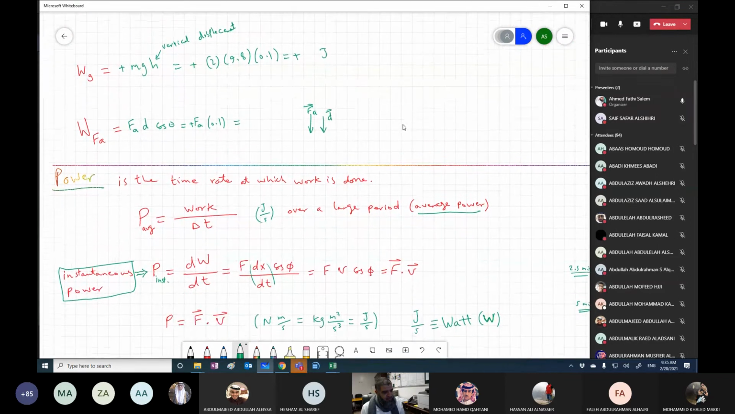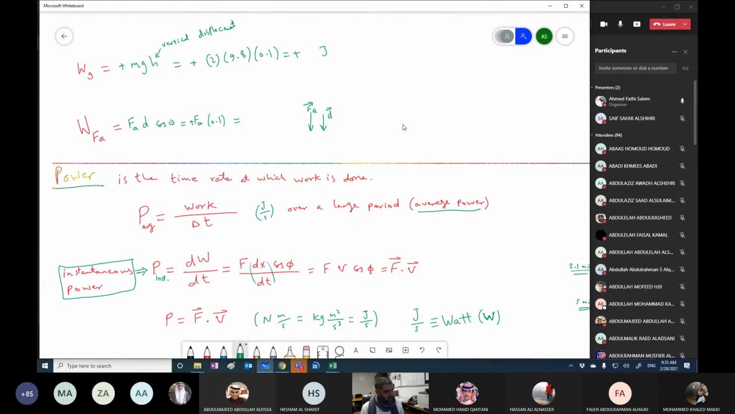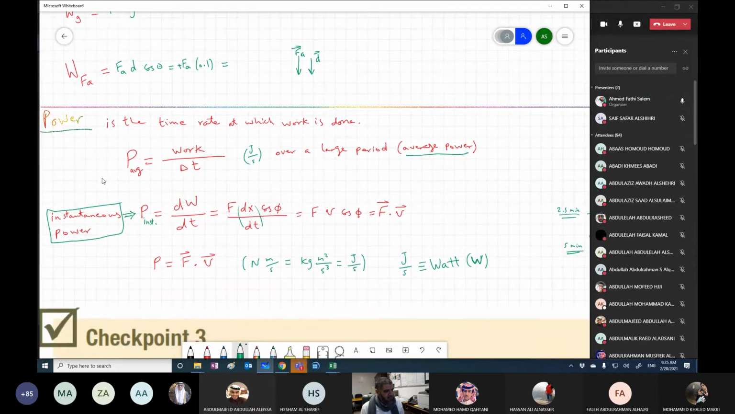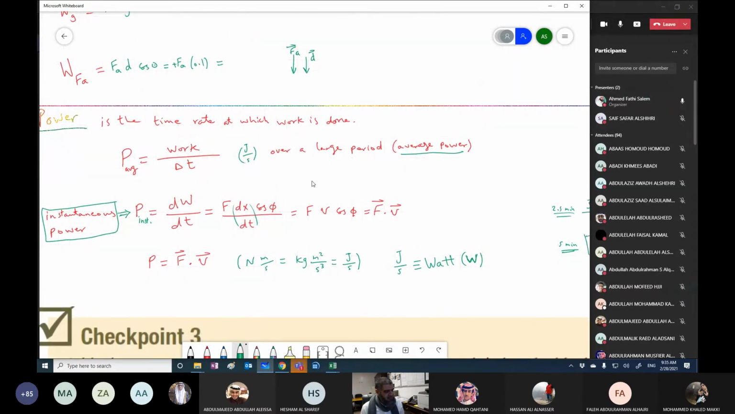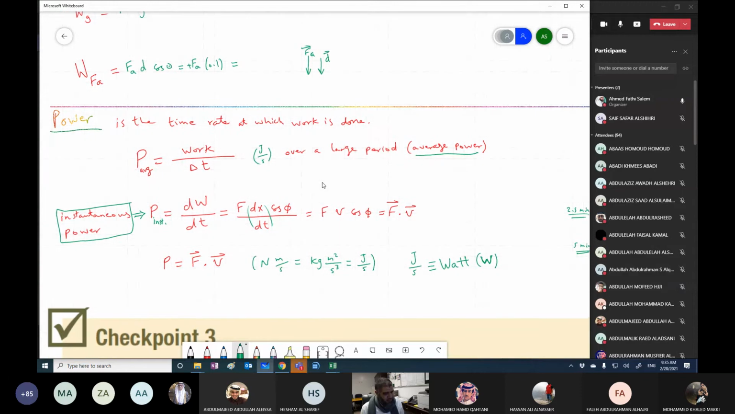Okay, last part here in this chapter is the power. Power is the time rate at which work is done. That is, how much work is done per unit time. This is what gives us the power. That is, the amount of work over time.